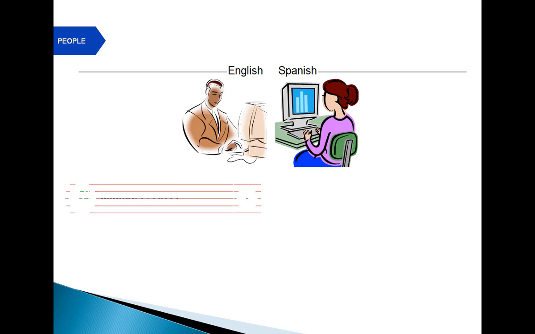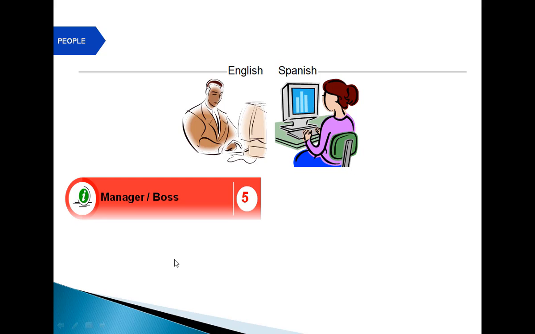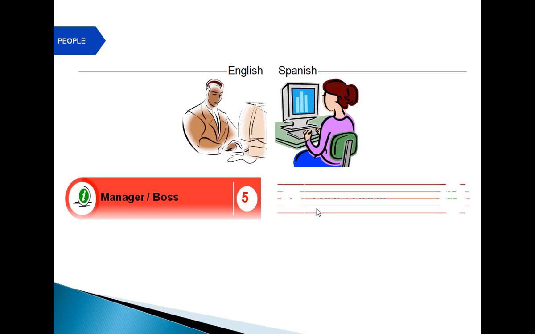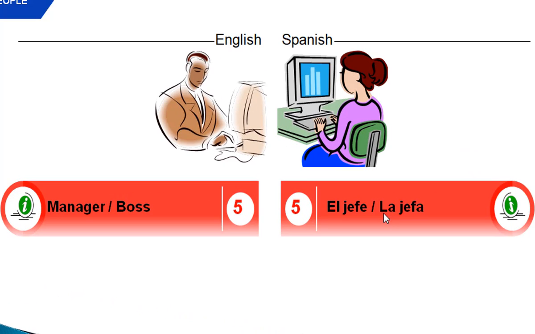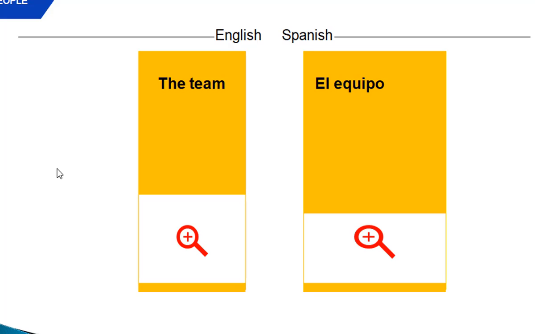All right. Yes, we work somewhere and we have a manager or a boss, and they could be male, they could be female. The term is el jefe or la jefa. The term for team is equipo. Since this ends with O, if we want to say the team, we'll use the el form of the. El equipo.